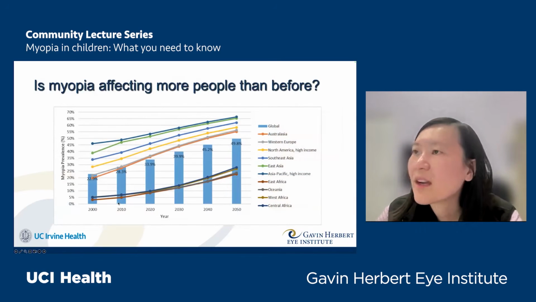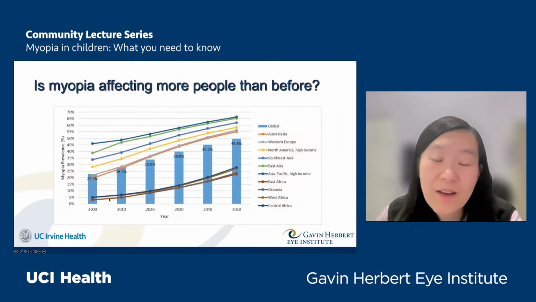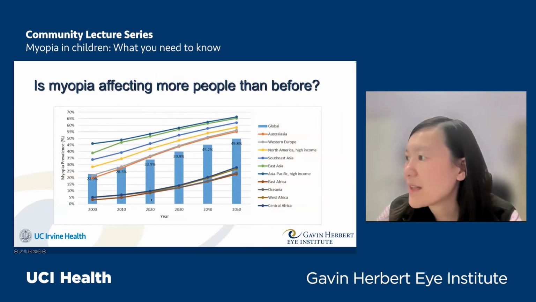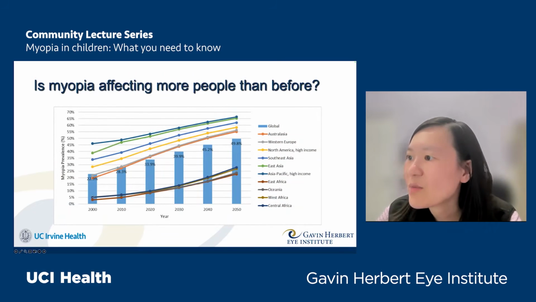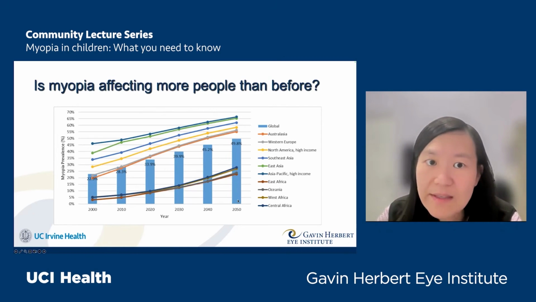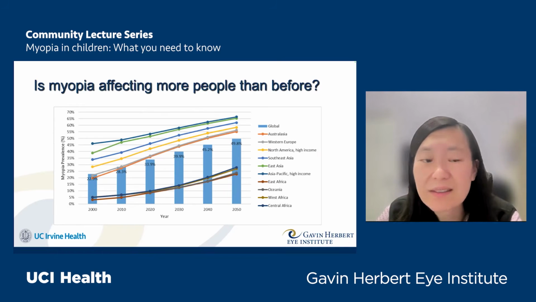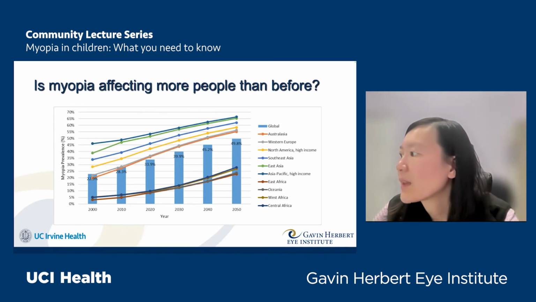And so globally, myopia is affecting more and more kids. And as you can see, this is a global estimate of what myopia will look like. In 2000, we have 23% prevalence of myopia globally, but by 2050, we have a 50% prediction of everybody in the entire world having myopia. So this is somewhat of an issue and almost a pandemic.